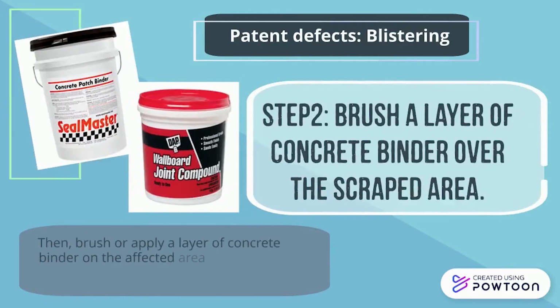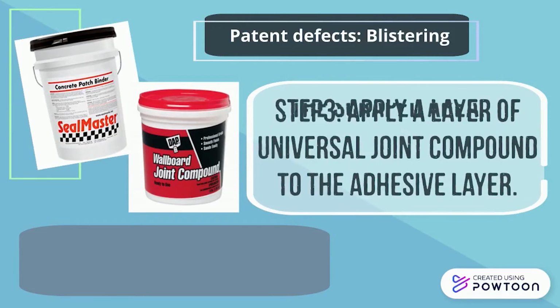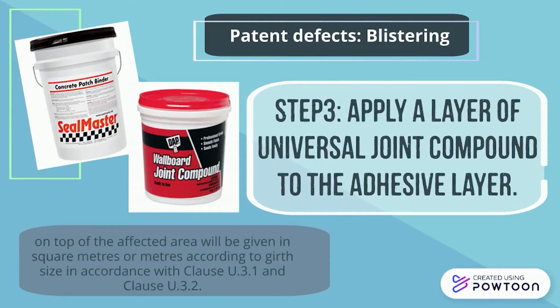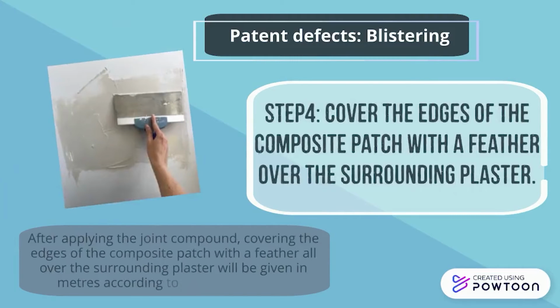Then apply a layer of concrete binder, and then apply a layer of universal joint compound on top of the affected area, which will be given in square meters or meters according to the girth size in accordance with class U.3.1 and class U.3.2. After applying the joint compound, cover the edges of the composite patch with a feather all over the surrounding plaster, which will be given in meters according to class S.17.5.